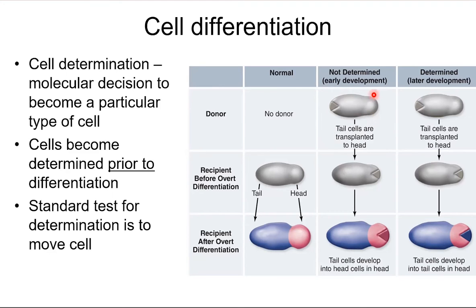So let's say we select a donor that's in early development and its cells have not become determined yet. If we transfer tail cells to the head of a recipient shown here, what's going to take place is those tail cells will develop into head cells in the head. However, if we select a donor later in its development where determination has already taken place and we transfer the tail cells to the head of a recipient, what will happen is those tail cells will develop into tail cells in the head of the recipient.